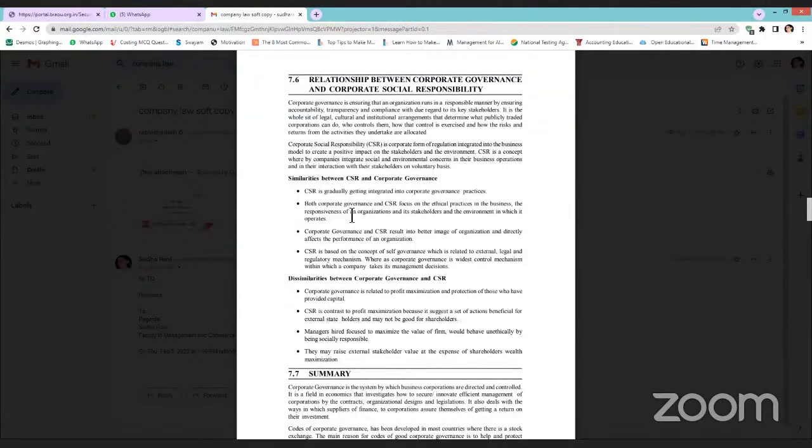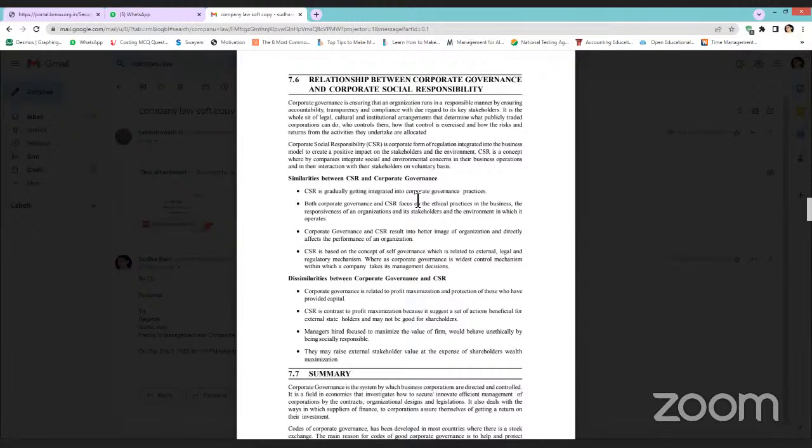The next one is the relationship between corporate governance and corporate social responsibility. I said corporate governance is a system which establishes some rules and regulations and some structure for the effective and efficient performance of the corporate entity.